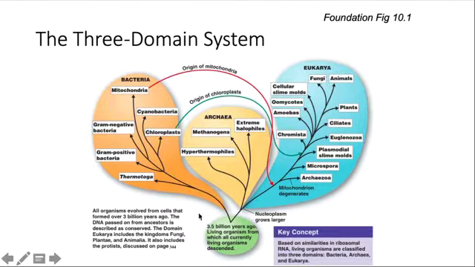And this is an example of a cladogram, and it's based on RNA sequencing. Ribosomal RNA sequences are highly conserved, so even if mutations take place, the mutations are very low. So we can actually tell how connected these organisms are.